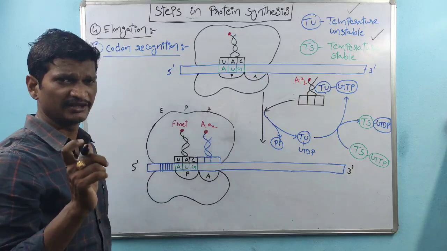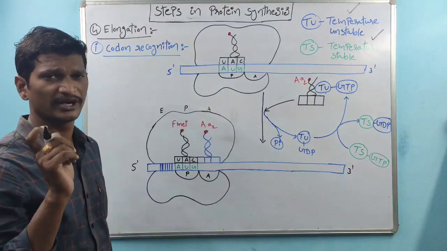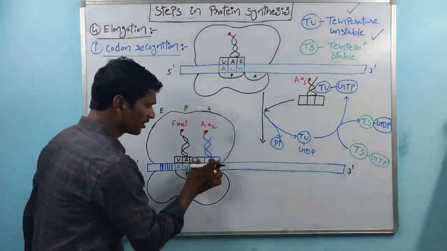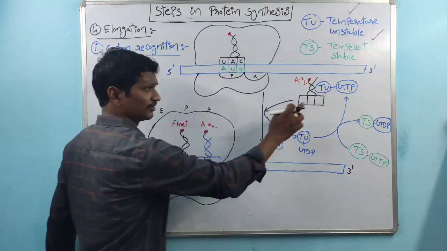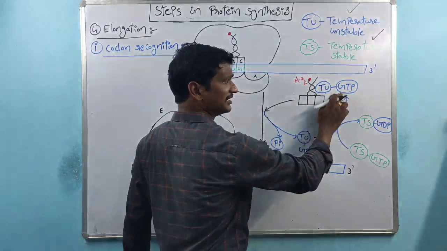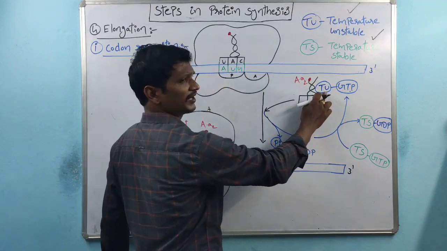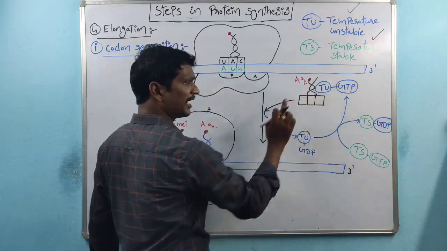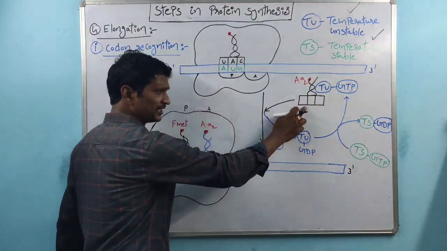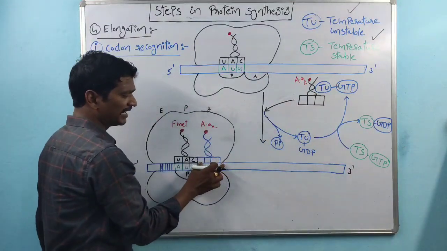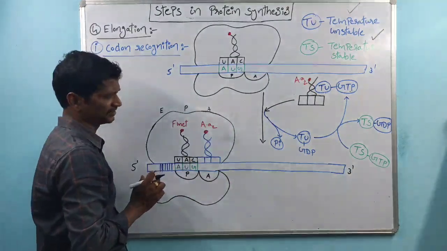I already said every codon recognition requires energy. That energy here is supplied by the GTP. The GTP is bound with the TU factor. The TU factor binds to the loaded tRNA. Then the loaded tRNA binds at the A site, right?